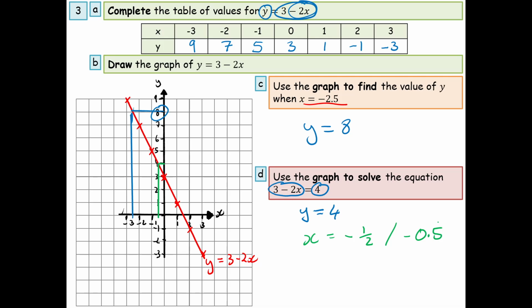And that's how you go through those 3 questions to the problems that were given.